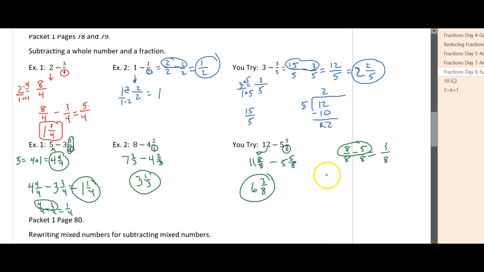Okay? So now, here's the thing though. If the fraction can be reduced, we have to make sure we reduce it.